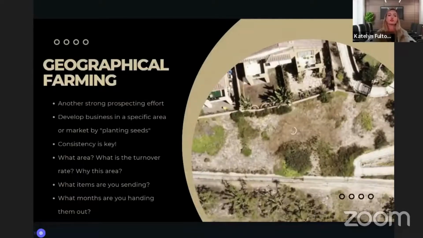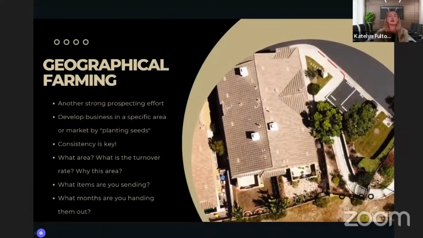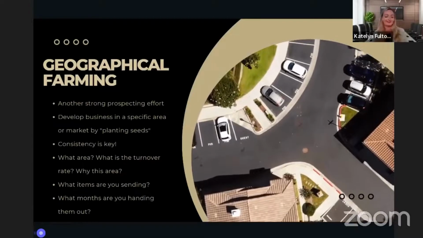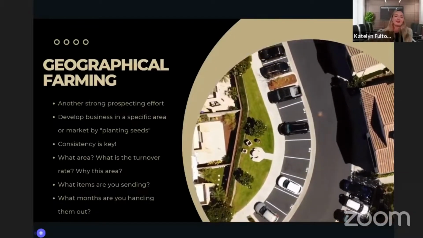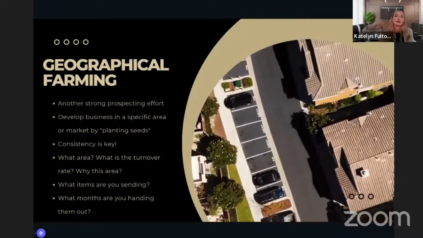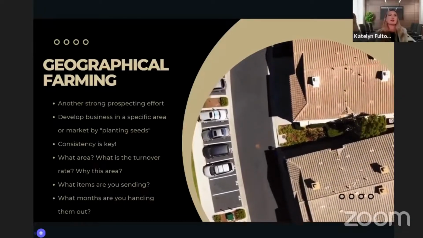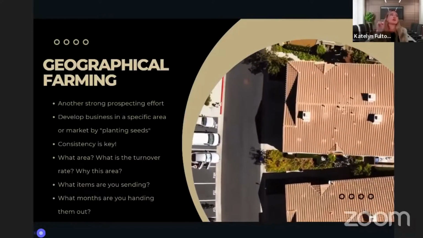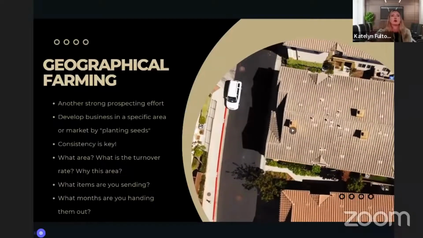The other one is geographical farming. Does anyone not know what farming is? That's okay. And I'm not talking about going to the farm and milking some cows or anything like that. I guess we do know why they call it farming, but farming is basically where you're developing a business in a specific area, a specific neighborhood, by planting seeds. And by planting seeds, I mean you're handing out flyers, you're door knocking the neighborhood, you're putting yourself out there as the community expert. So this is a very strong way to build your business.